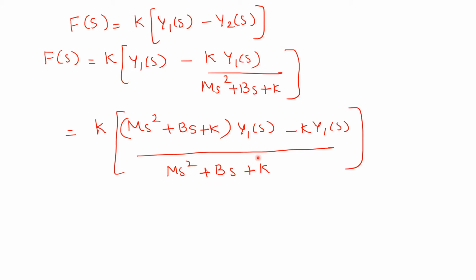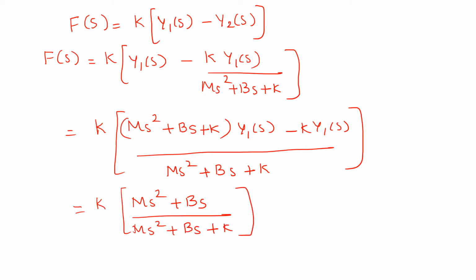So if we look here, we have plus k into y1 of s minus k into y1 of s, which get cancelled. So what remains is k into ms square plus bs divided by ms square plus bs plus k into y1 of s. So this is nothing but equal to f of s.